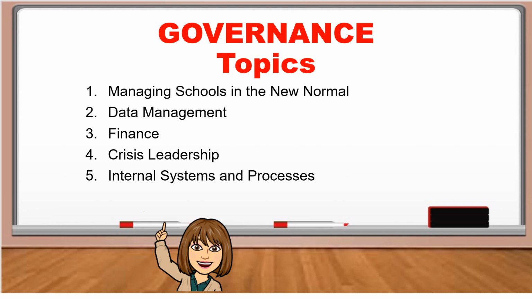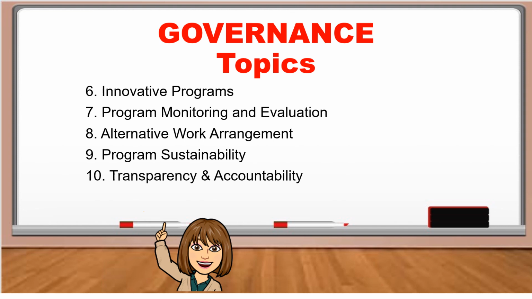So the topics for your action research and applied research under the governance theme are managing schools in the new normal, data management, finance, crisis leadership, internal systems and processes. Other topics under the governance theme for your action research and applied research are innovative programs, program monitoring and evaluation, alternative work arrangement, program sustainability, transparency and accountability.